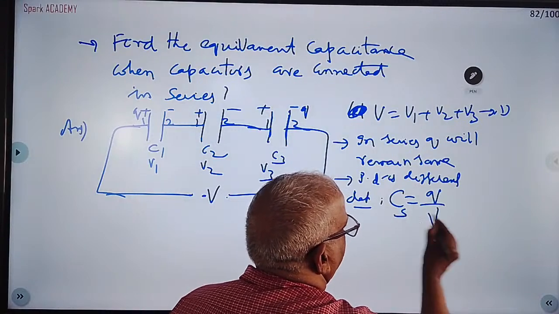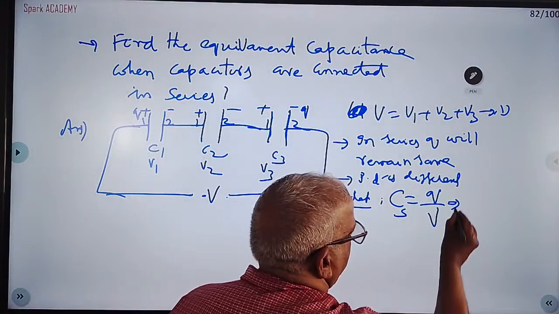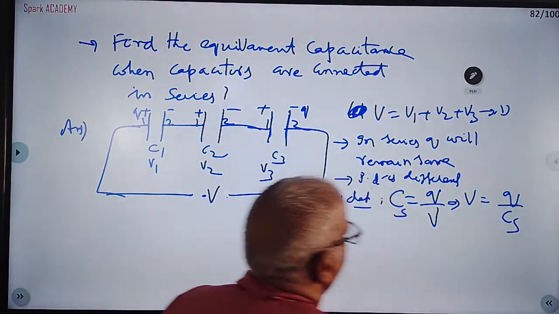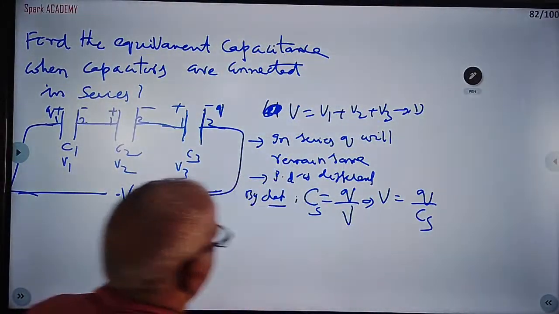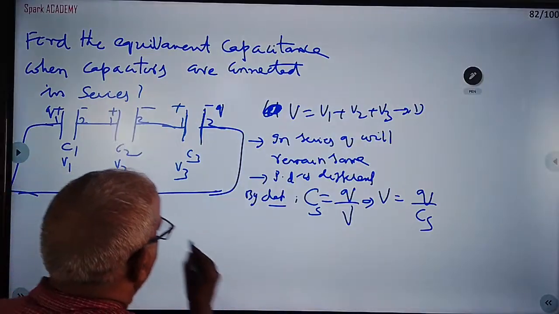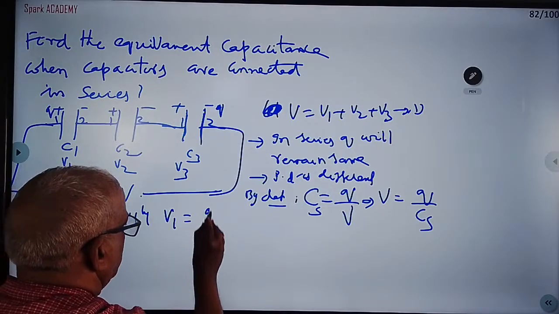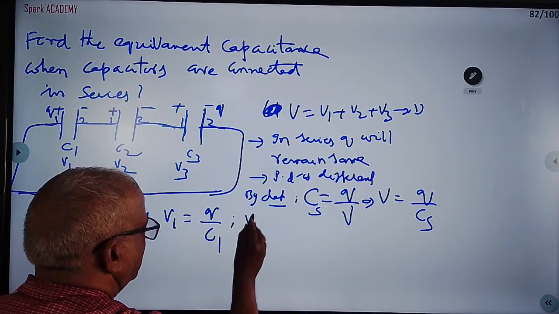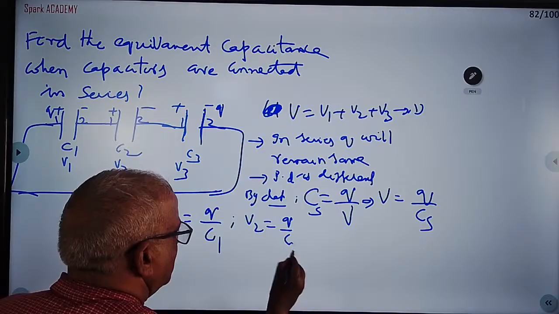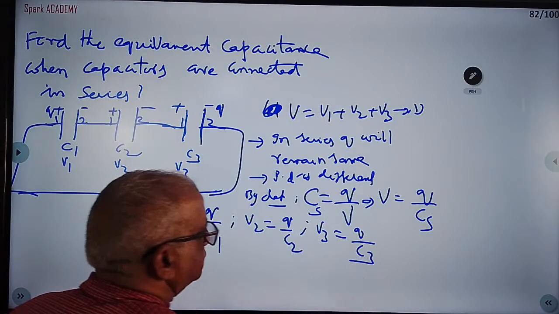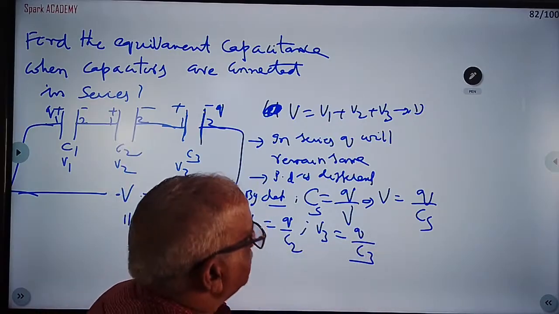For the equivalent capacitance in series, you say Q is equal to CS times V. So V is equal to Q by CS. What is CS? Equivalent capacitance. Then similarly, V1 is Q by C1, since Q remains the same. V2 is equal to Q by C2. V3 is nothing but Q by C3.